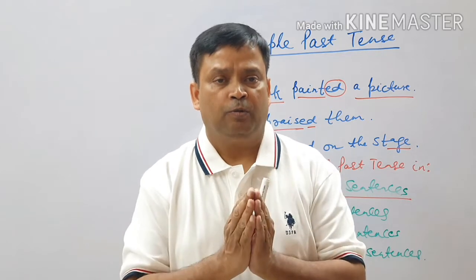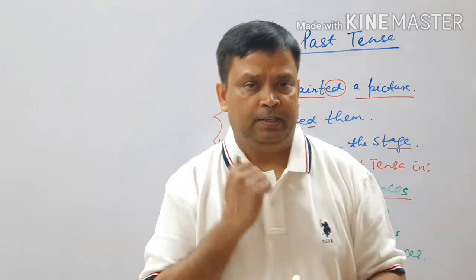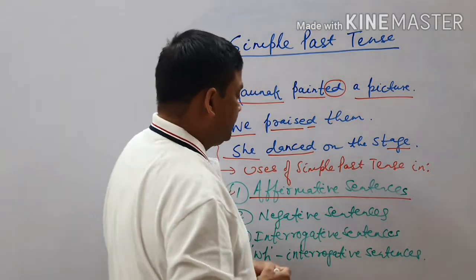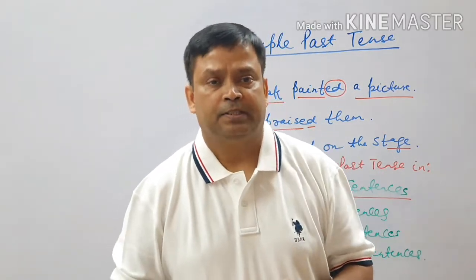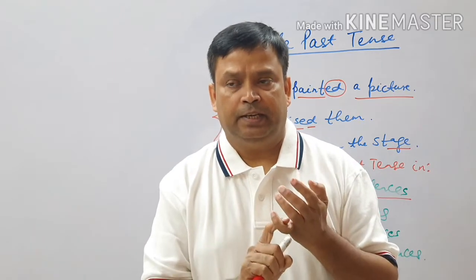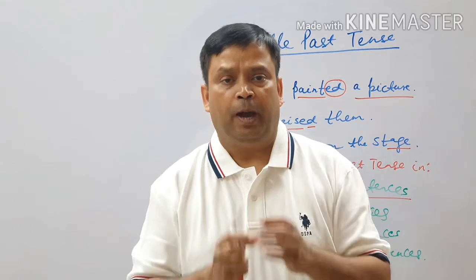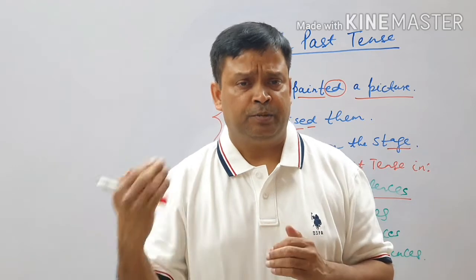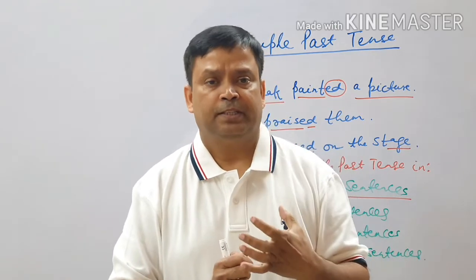So there is a rule how to frame a sentence into a negative in simple past. Similarly, we have interrogative sentence. In interrogative sentences, we have the helping verb before the subject, and in simple past sentence we have helping verb did. Only one helping verb, that is did. In simple present we had two helping verbs, do and does. So you have to put did before the subject. For example, did you go there? Did you do this? So this is the case of interrogative sentences of simple past.